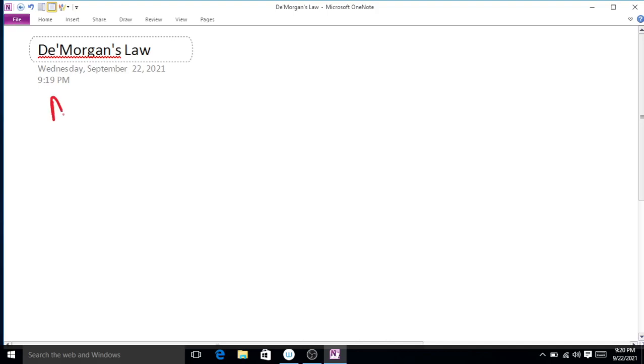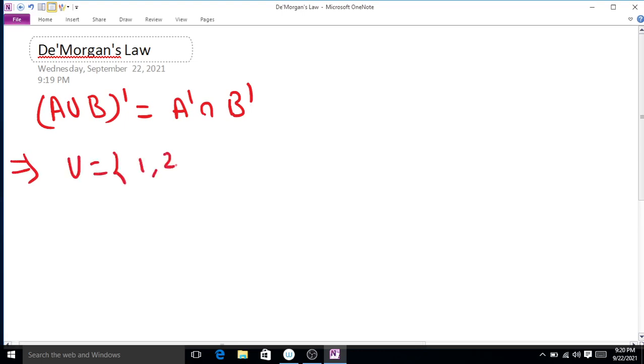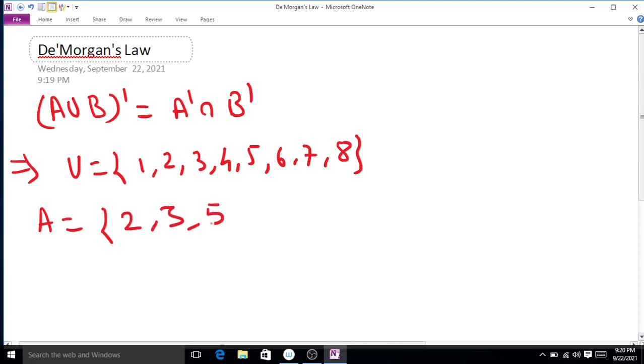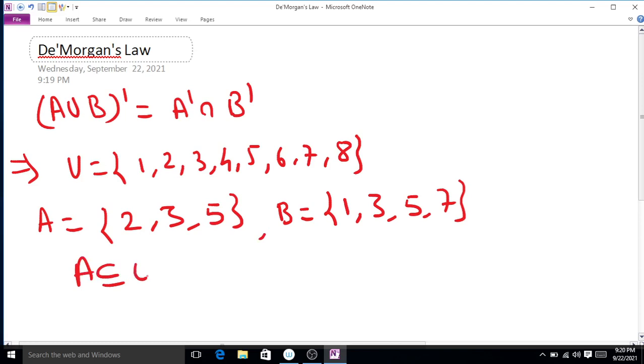Verify De Morgan's law: (A union B) complement is equal to A complement intersection B complement. Now take set U is equal to {1, 2, 3, 4, 5, 6, 7, 8}. Take set A is equal to {2, 3, 5}, set B is equal to {1, 3, 5, 7}. Here set A and set B are subsets of set U, that is A is a subset of set U and B is also a subset of set U.